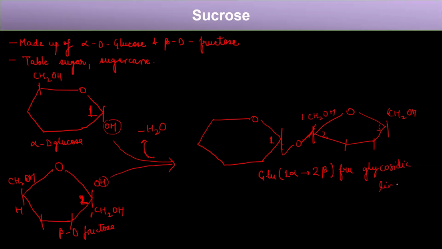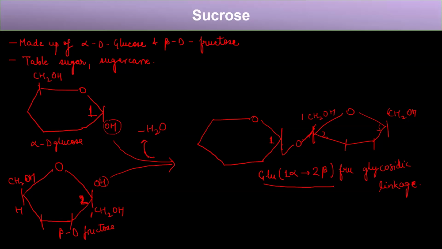Glycosidic linkage. So this is how the name works, because we have alpha glucose, in which the first carbon is involved in the bond formation, and we have beta fructose, in which the second carbon is involved in the bond formation. So the name will be glucose 1 alpha 2 beta fructose glycosidic linkage, and this kind of linkage is present in sucrose.